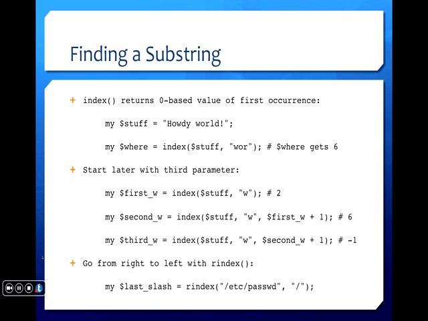The last one here, instead of using index, is another function named rindex, reverse index. So it's going to start from right to left. Here I am searching for the slash inside a string that has slash etc slash password. It's going to start from the letter D at the end of the string and continue until it finds a slash, but the value returned is the location, and in this case it's location 4, again starting with 0 based indexing.